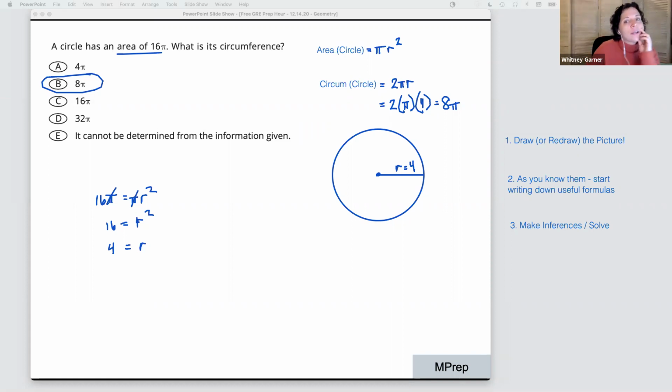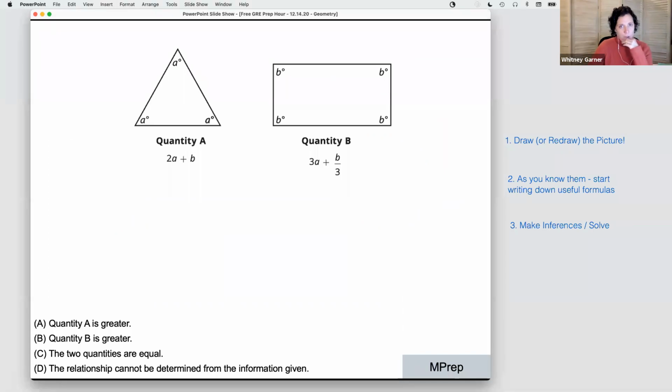All right, so we're finally going to try what's called a quantitative comparisons problem. The answer choices are always the same. I've got them posted down here in the bottom right corner for you. But just so you know, what you're trying to accomplish for a QC problem is you are comparing quantity A and quantity B. Be careful, right?